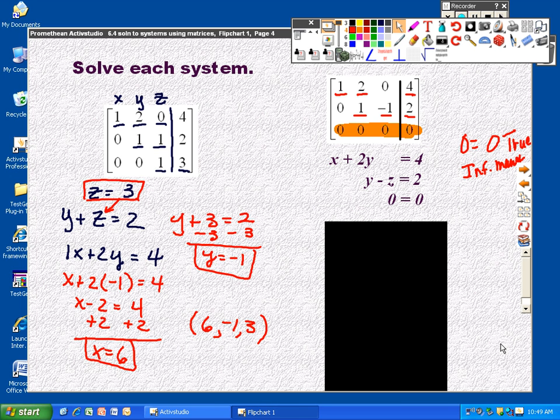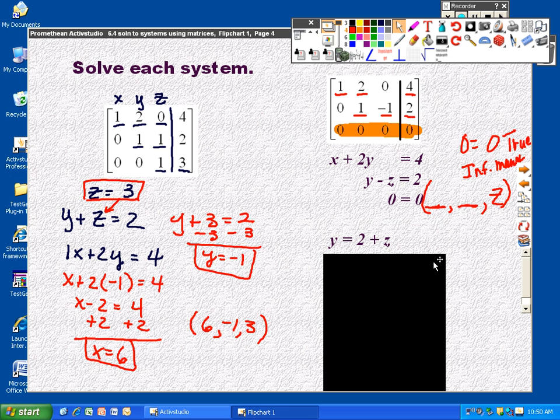So if we have 0 equals 0, we know there are infinitely many solutions. So I am going to write this in terms of z because that was my last row. So I would have my z. When I'm looking for the y spot, right here I have y minus z equals 2. If I want what y is in terms of z, I must solve it so it reads y equals. So I would add z to both sides, and I get y equals 2 plus z. So then in the y spot, I put 2 plus z.